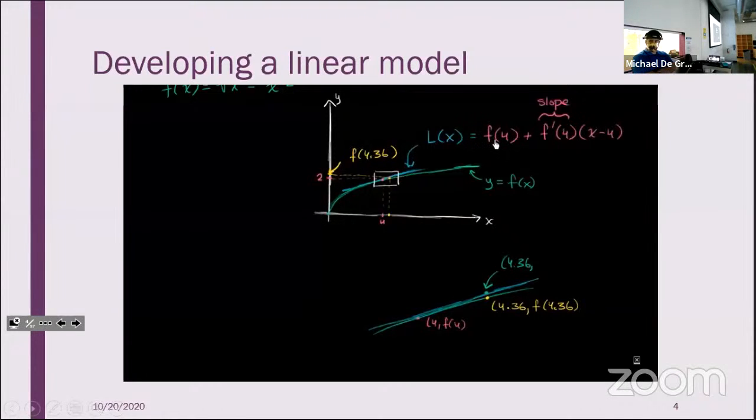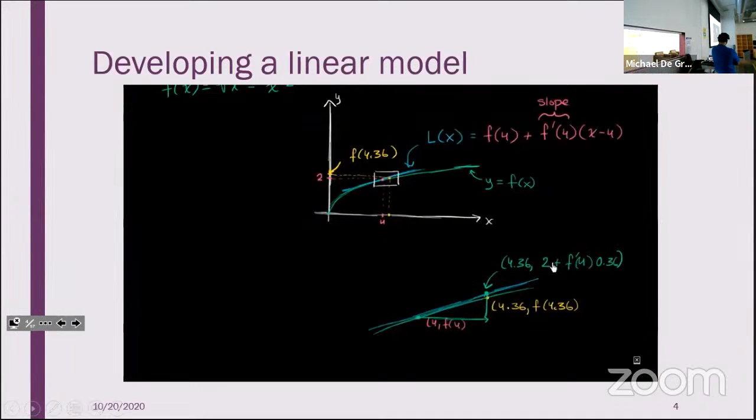L of 4.36 is going to be f of 4, so it's going to be 2, plus the slope of this line, f prime of 4, times x minus 4. So 4.36 minus 4 is going to be times 0.36. And that makes sense. You're starting at 2, and your change in x is 0.36, so your change in y is going to be your slope times that change in x to get you to that value right over there.